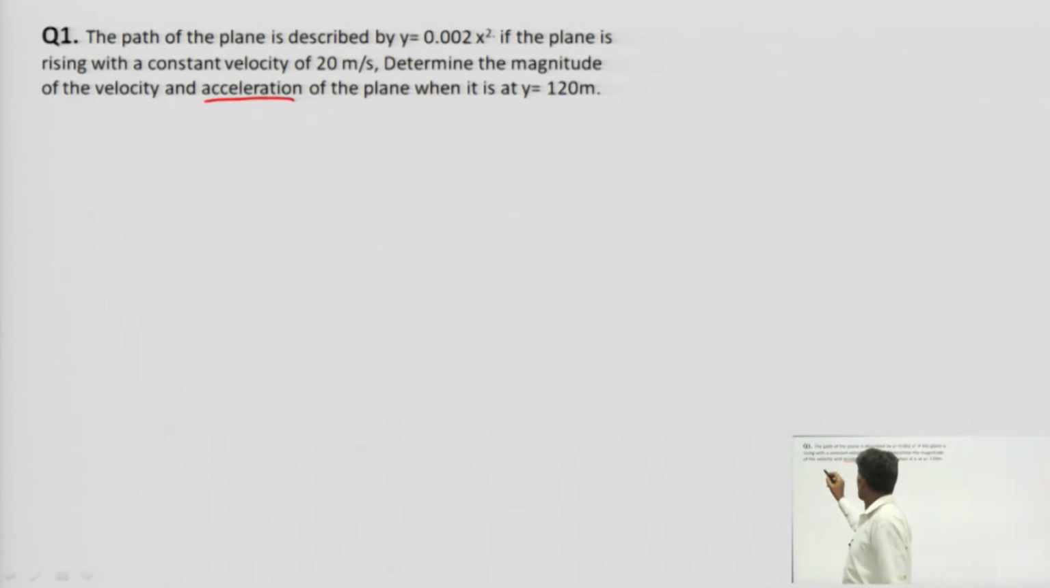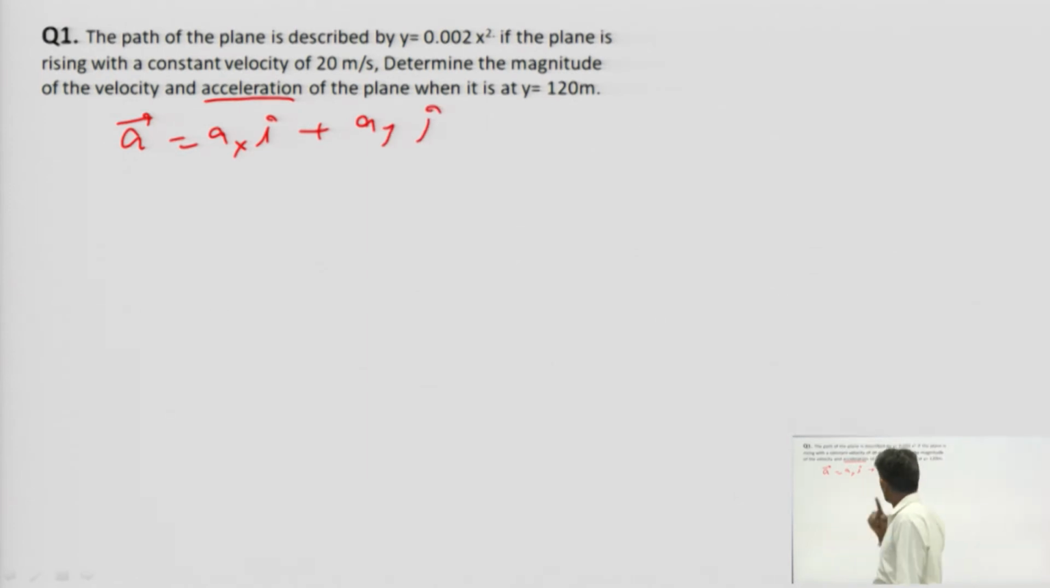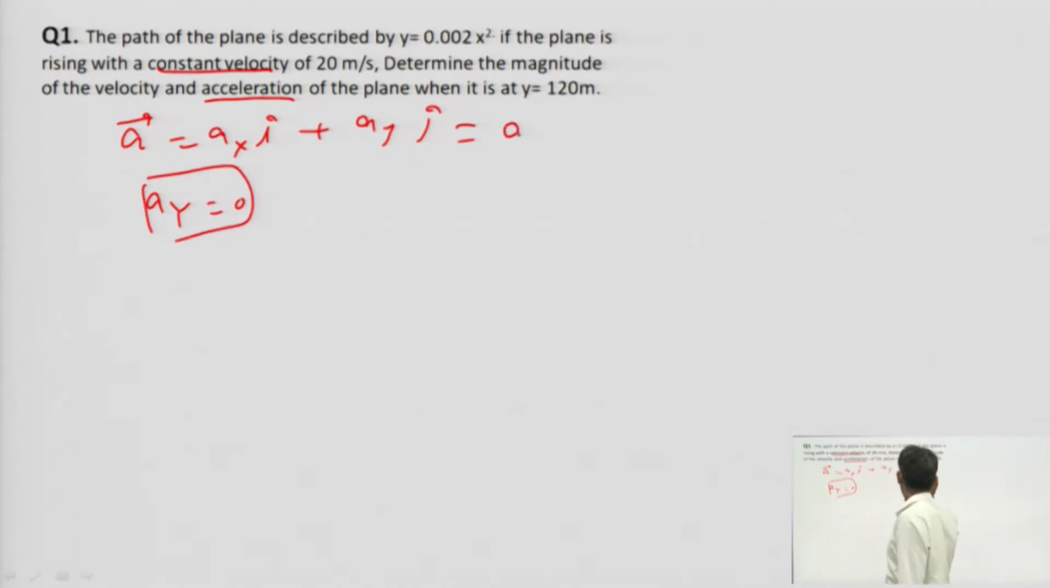Acceleration, we know that it is a = ax i cap + ay j cap. Rising with constant velocity, so ay is constant velocity. So the value of ay here is 0. So what is ax i cap? Only what we need to calculate is ax. ay is given, ax can be calculated with the help of this one.